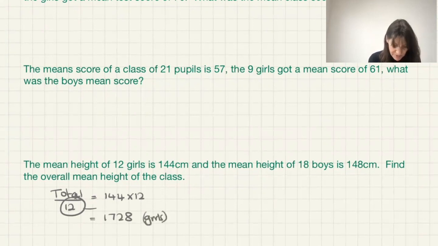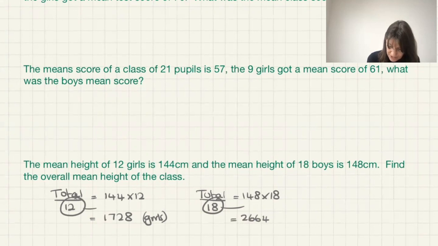That's the girls' total. And then there's a total for the boys. When it got divided by 18, it gave 148. So I'm going to times through by that 18, and that is going to give me 2,664, which is the boys.